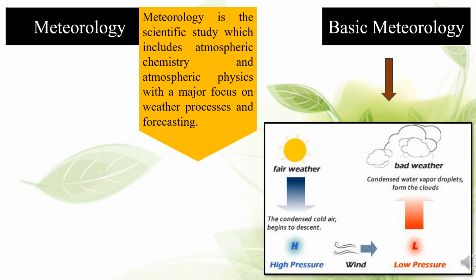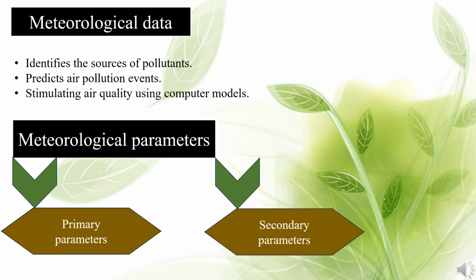The high pressure area indicates a region of stable air where pollutants build up and do not disperse. And the meteorological data identifies the sources of pollutants, predicts air pollution events, and simulates air quality using computer models.